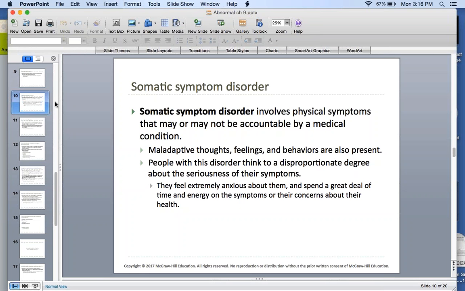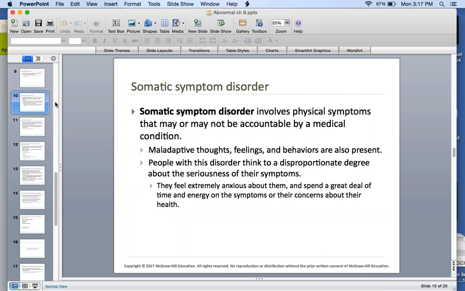The reason that we say "may or may not be" is because sometimes we call it this, and there actually is some kind of medical condition. We just don't know what it is, and no physician seems to be able to figure it out, so we call it this. Now, we also see maladaptive thoughts, feelings, or behaviors that are present. People with this disorder think to a disproportionate degree about the seriousness of their symptoms.